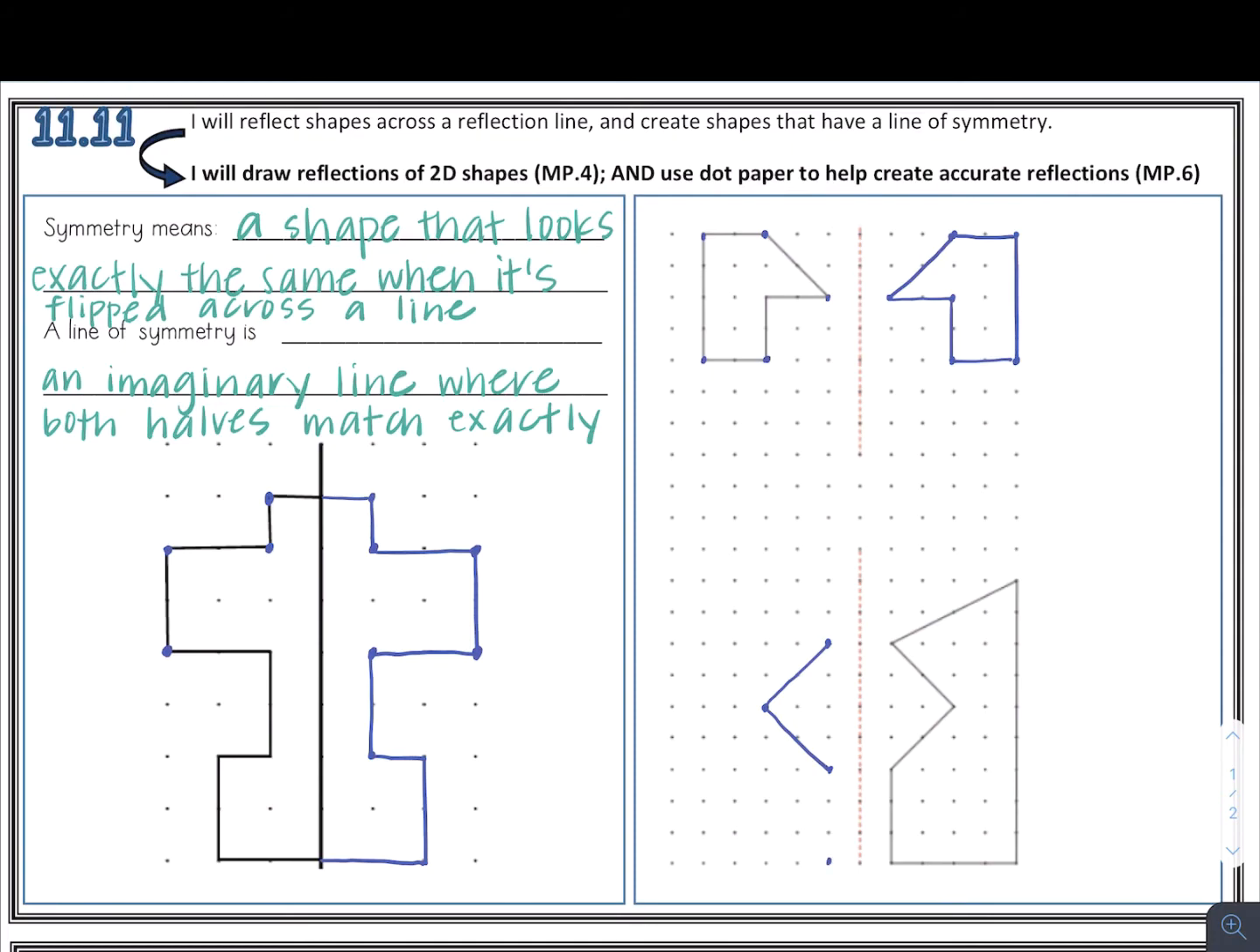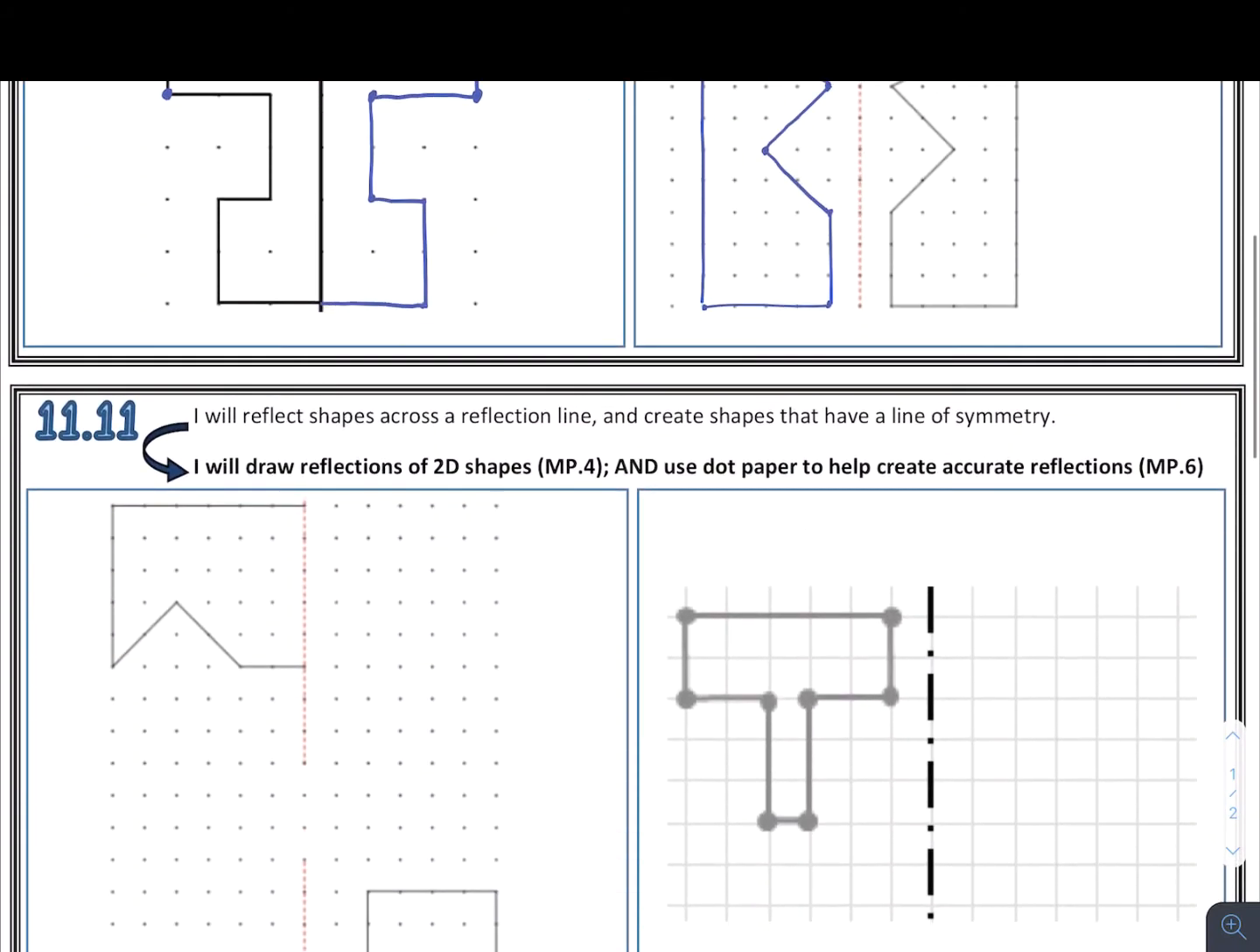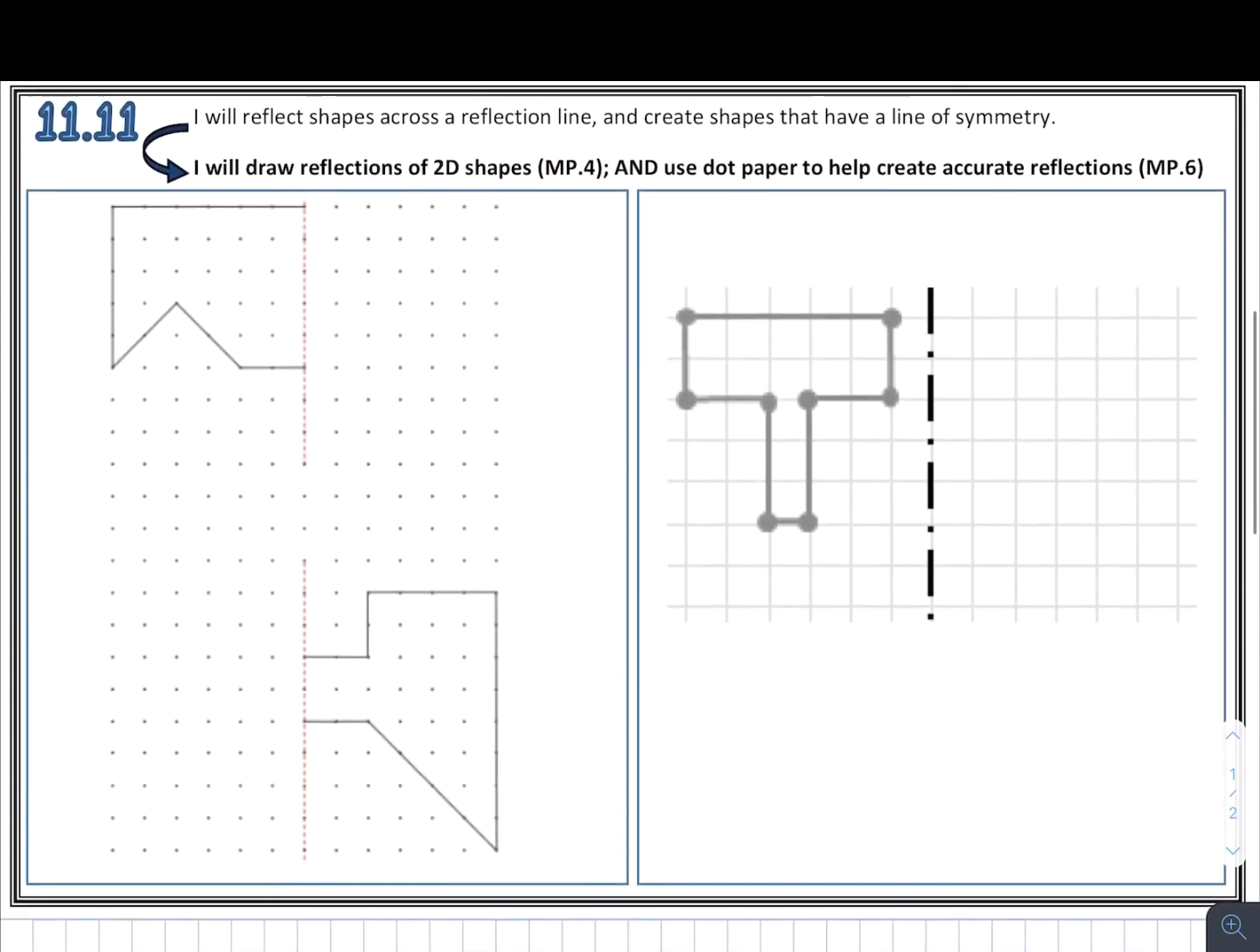Okay. So again, with the shape at the bottom, I find it easier to find points in the middle there that are closer to the line of symmetry and connect those first, and then just work your way out from there. Okay. Scrolling down to the second part of our notes, we have a few more to finish.